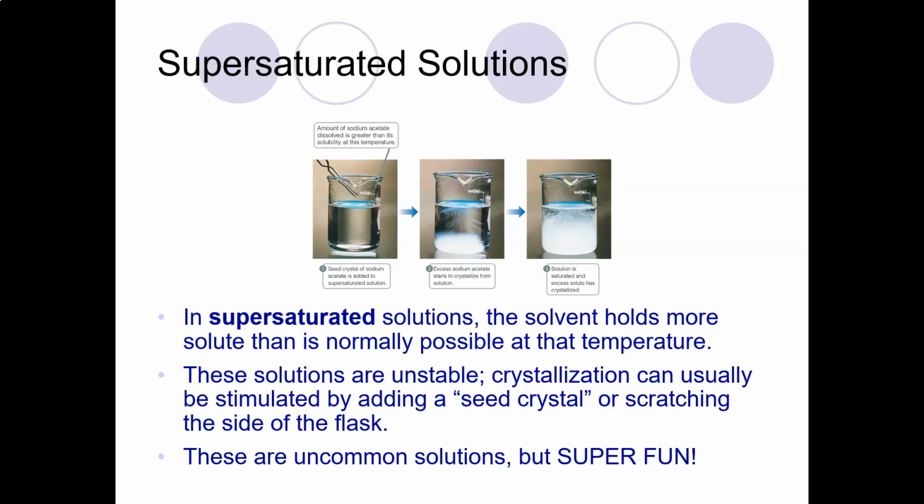So it started out at 80 degrees Celsius, and we almost got it saturated at 80 degrees Celsius. And then I set it down on the counter, let it cool to room temperature, and once it's at room temperature, there's more sodium acetate dissolved in water at room temperature than there should be, because at room temperature, the saturation limit is way lower. But it's still dissolved because I dissolved it when it was warmer and then let it cool.